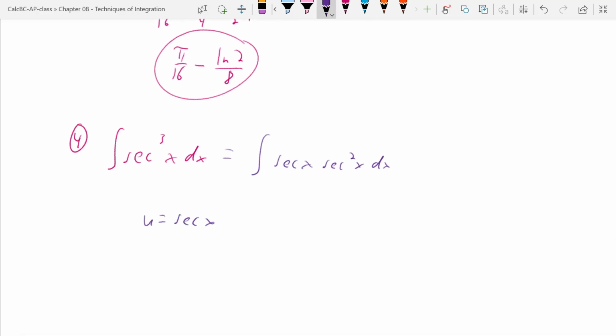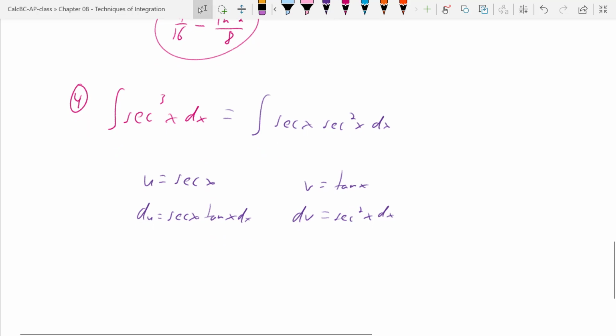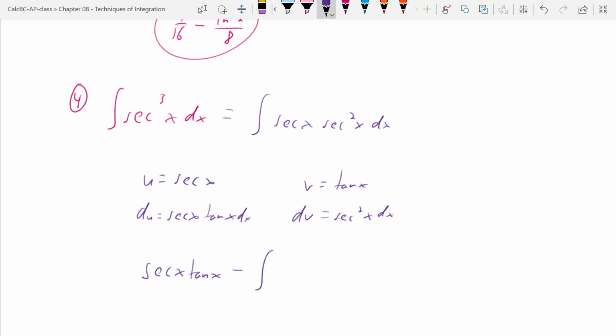So I get u is equal to secant x, du is secant x tangent x, and if I say that dv is equal to secant squared x dx, then v would be equal to the tangent of x. So setting up my integral, I'm going to get uv, so secant x tangent x, minus the integral of v du, which would be secant x tangent squared x dx.